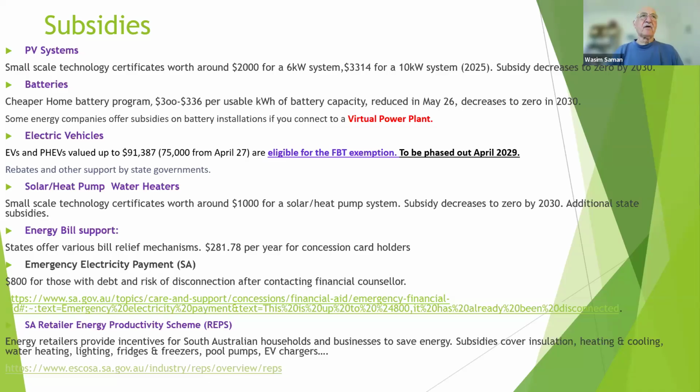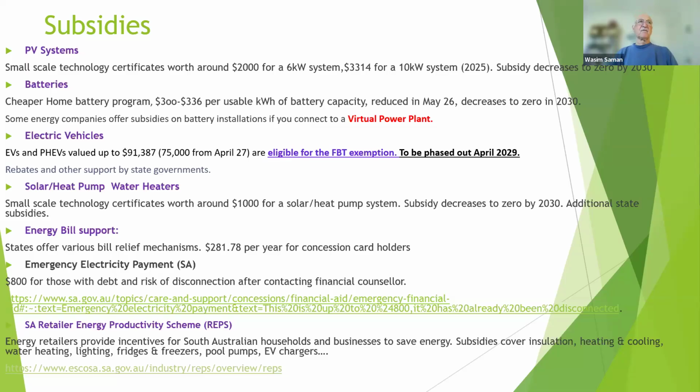For those people holding a concession card, there's an annual subsidy by government to the tune of $281.78, which people have to apply for. There are a number of relief mechanisms, but this is particularly for energy bill support. So if you know people with concession cards who are not getting it, they can apply to the government and get it, and then it gets deducted from the bill in a direct way.